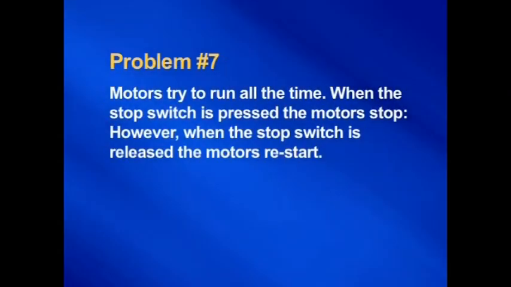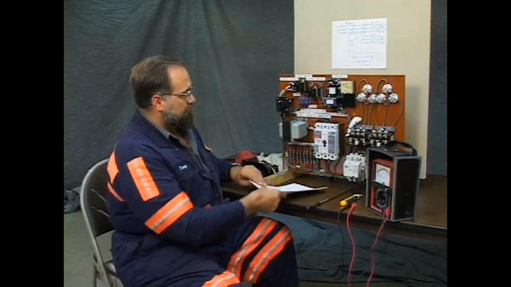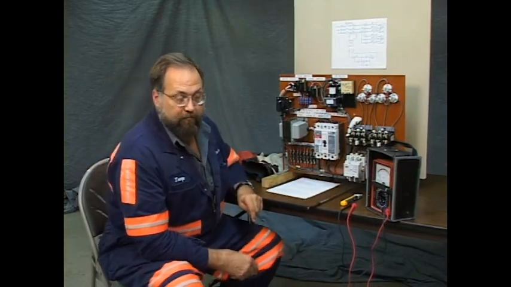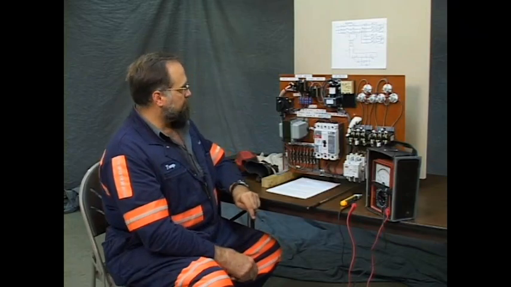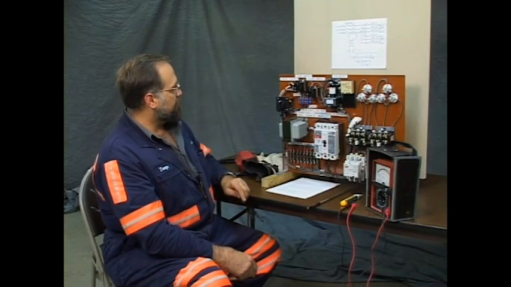Problem number 7. Should the apprentice draw problem number 7 at the testing center, it will read as follows. Motors try to run all the time. When the stop switch is pressed, the motors stop. However, when the stop switch is released, the motors restart. Well, that's a pretty interesting problem. All the problems prior to this, it won't go. Now here we got one that won't stop. Let's give it a try.